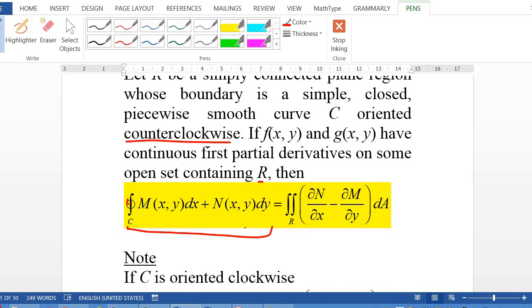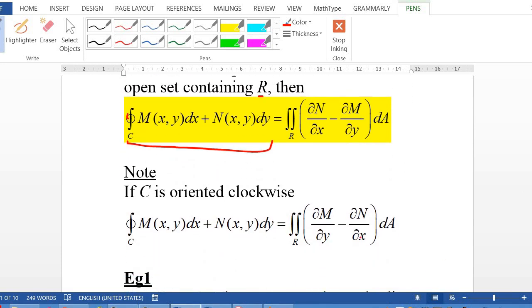over the region R. First of all, the curve C must be closed so that it can form a region R, and the curve C must be in the counterclockwise orientation. Then the line integral of a 2D differential form can be done using Green's theorem. Instead of evaluating the left hand side, you can evaluate the double integral of del N del x minus del M del y dA over the region R.